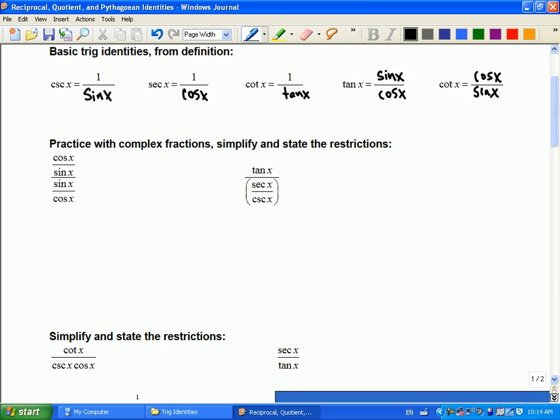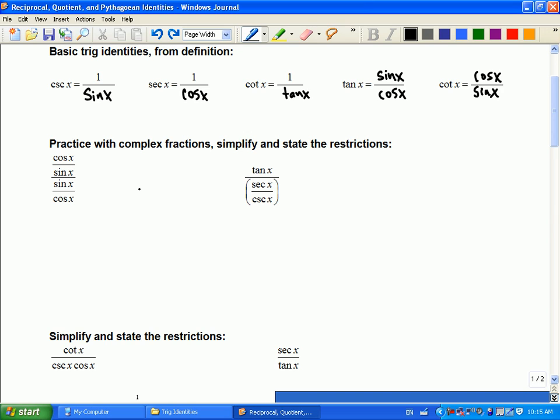Now, the real learning curve here tends to be fractions. So if you're having troubles with fractions, we need to talk about practicing some of your fraction skills. So that's where we're going to start. Does anybody know how you deal with this kind of monster, right? That is an awful fraction to work with. Anybody have a strategy? Yeah. You multiply by the reciprocal of the sine x over cosine x?